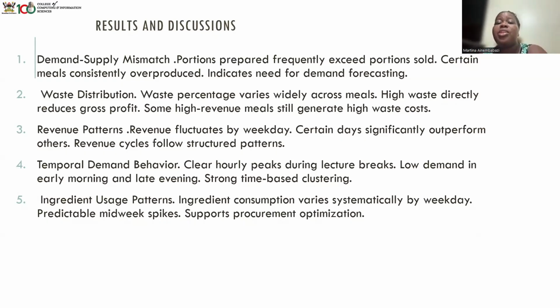We also have ingredient usage patterns where the consumption is varying. This is going to help in procurement. If we are aware that Rolexes are mostly sold on Friday, we have to make sure that on Friday there's a large amount of eggs to be used, and a large amount of wheat flour to be used. So this is going to help in procurement.